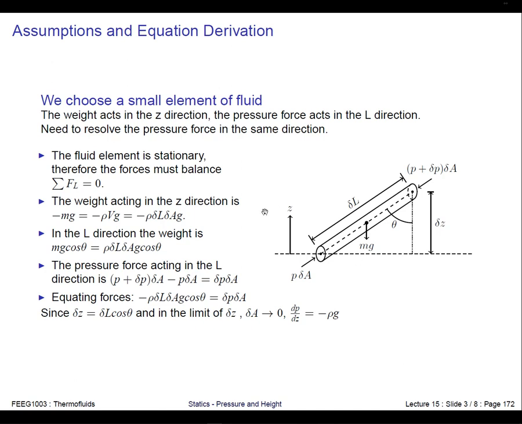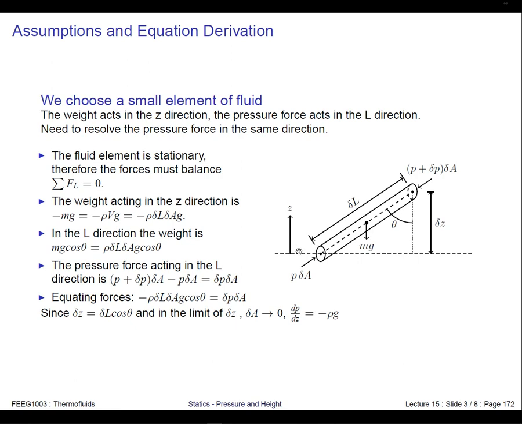Okay, so we've got two coordinate directions here. We've got the z coordinate direction, and we've got the L direction, which is the coordinate direction along the axis of our cylinder. We're going to make a balance between the pressure force distribution on the control volume surface and the weight due to the volume of the fluid in this control volume. So let's deal with the weight.